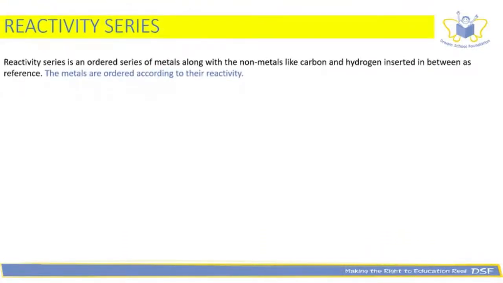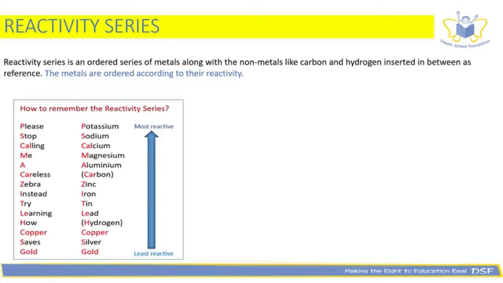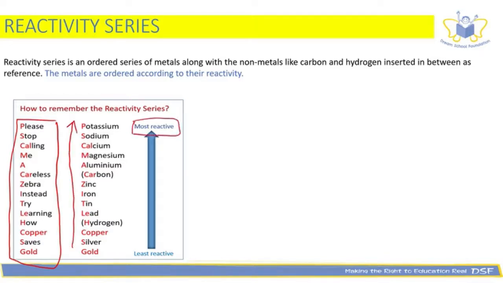Reactivity series is an ordered series of metals along with the nonmetals like carbon and hydrogen inserted in between as reference. The metals are ordered according to their reactivity, that is, how easily they get involved in chemical reactions. Here you can see a phrase to remember the reactivity series. So here you have the reactivity series in the increasing order of their reactivity.